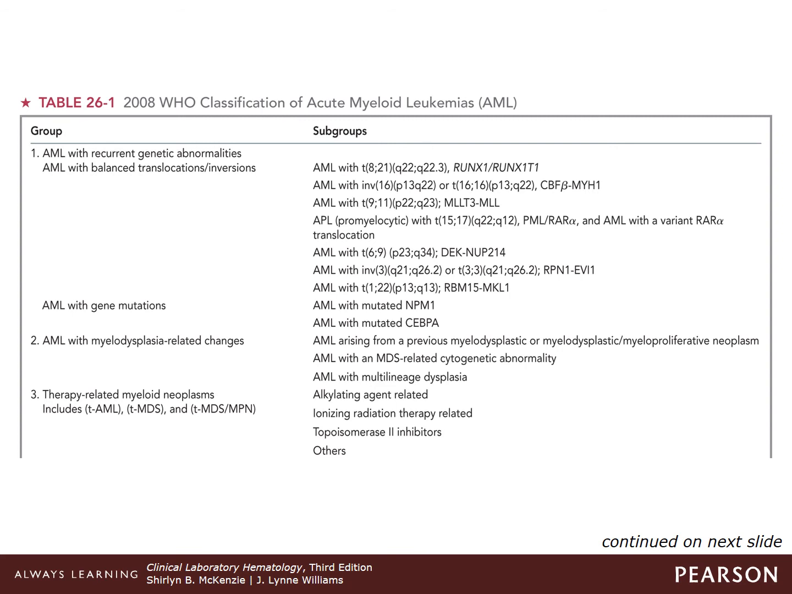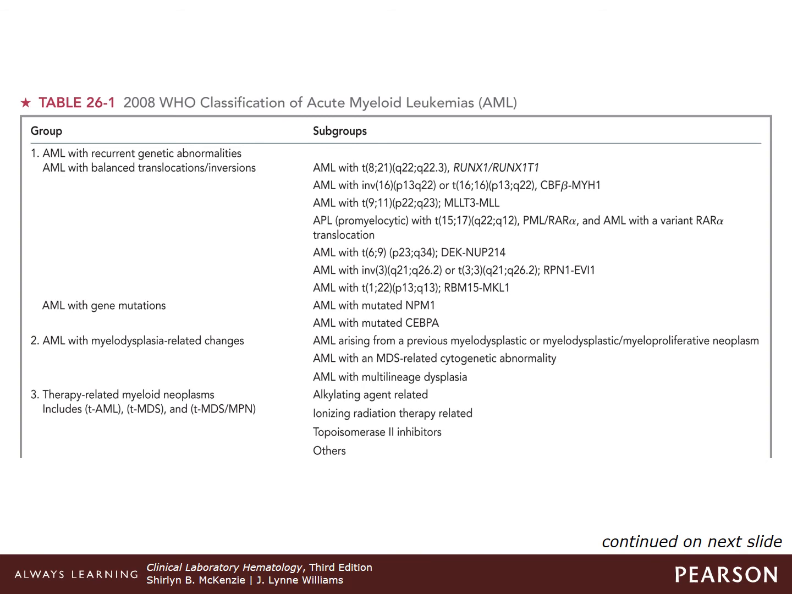There has also been AML with gene mutations that do not result in an abnormal karyotype, and this includes certain genes related to tyrosine kinase 3, such as FLT3 or nucleophosmin NPM1, and less common mutations of CEBPA.